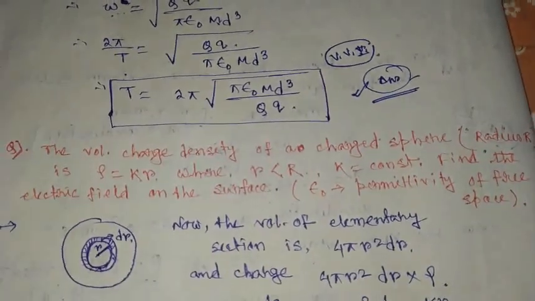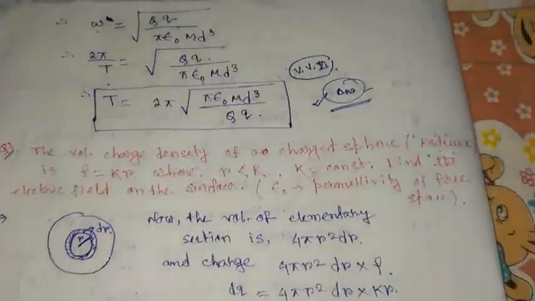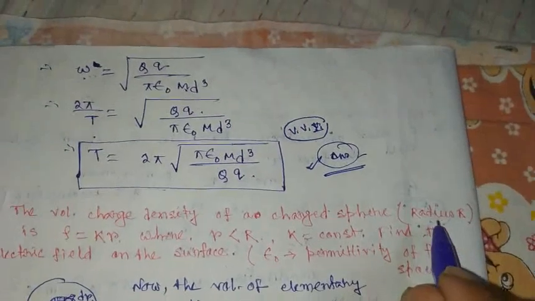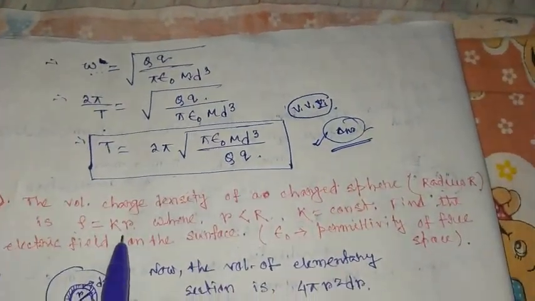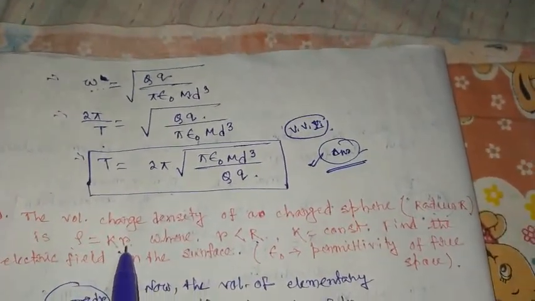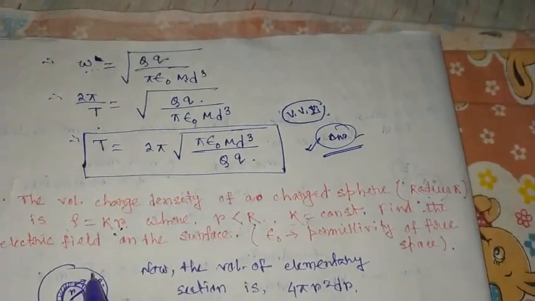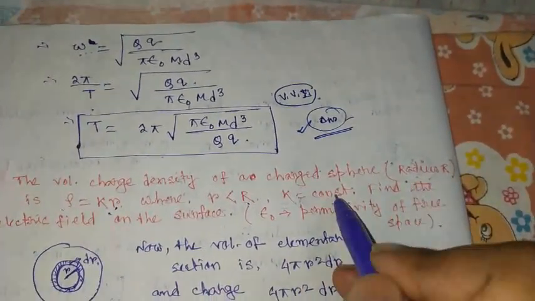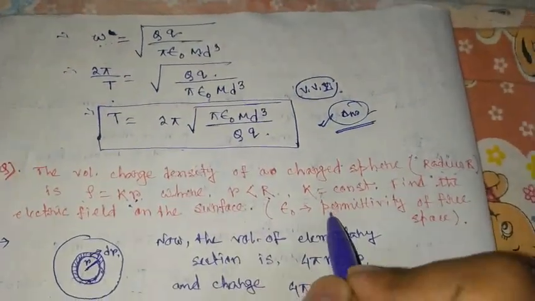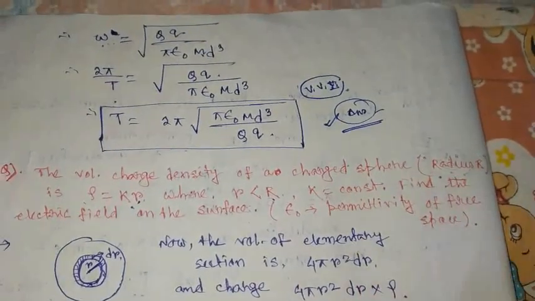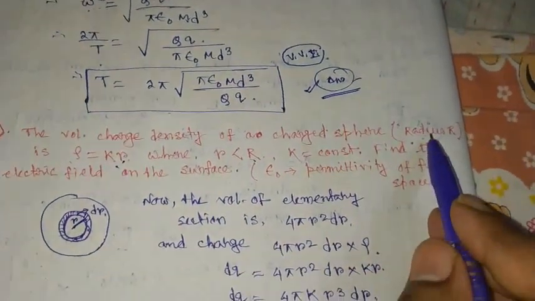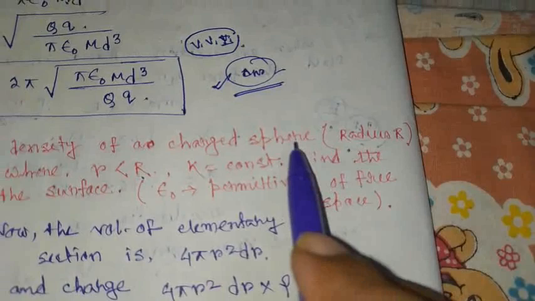Okay, moving towards the next question. The volume charge density of a charged sphere of radius R is rho equals kr, where r is less than R. That means this distance r is inside the sphere of radius R, where k is a constant. Find the electric field on the surface, where epsilon naught is the permittivity of free space. So we have to find the electric field on the surface of the sphere of radius R.